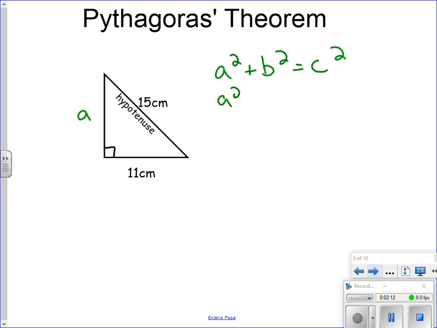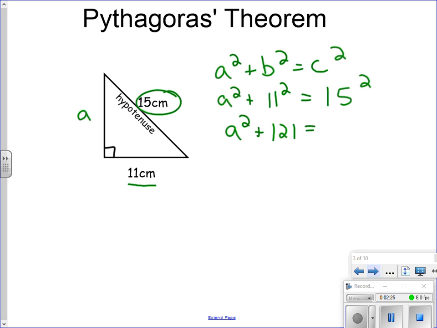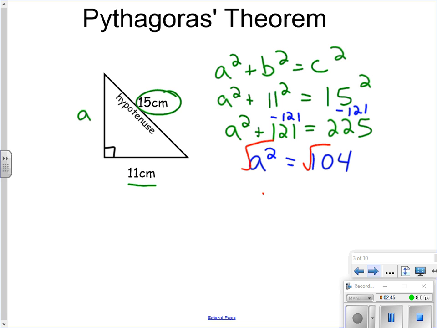That would be a squared plus 11 squared equals the hypotenuse, which is 15 squared. That's a squared plus 11 times 11, which is 121, equals 15 times 15, which is 225. Then remember that we subtract 121. This is the algebra part. And we get a squared is 225 minus 121, which is 104. And then we square root both sides. And we get a is the square root of 104.